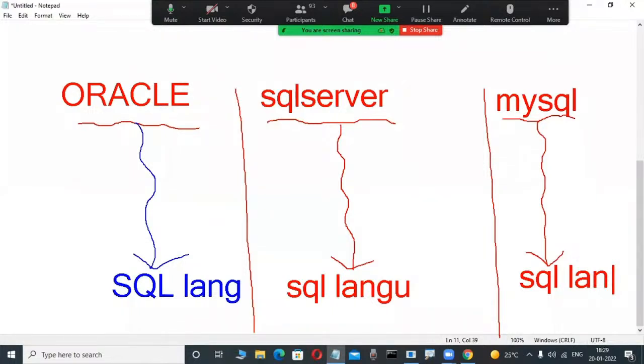Those persons having a doubt only. Are these all SQL languages same or different? I have a doubt here. Now, can anybody guess? Only one answer is correct.